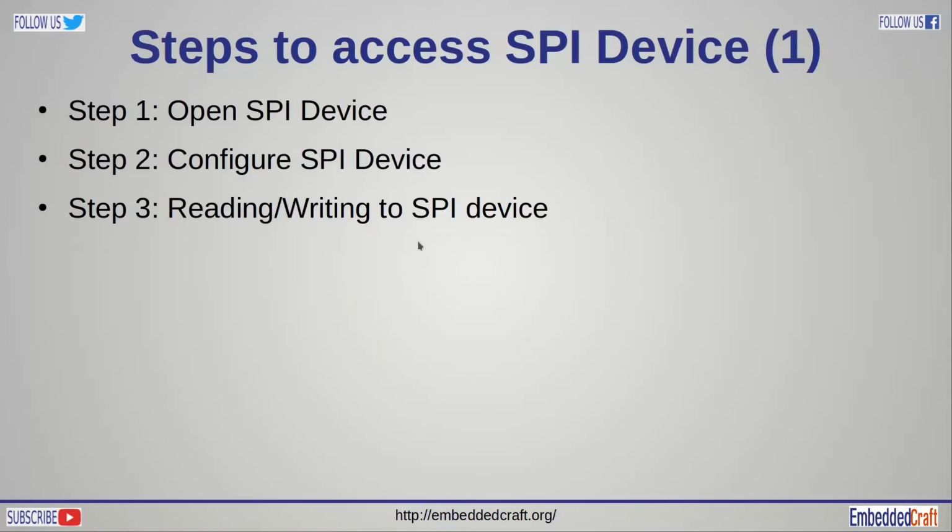Accessing an SPI device is a 3-step process. Step number 1 is to open the SPI device. Step number 2 is configuring the SPI device. Step number 3 is reading and writing to the SPI device. Let us see these steps in detail.